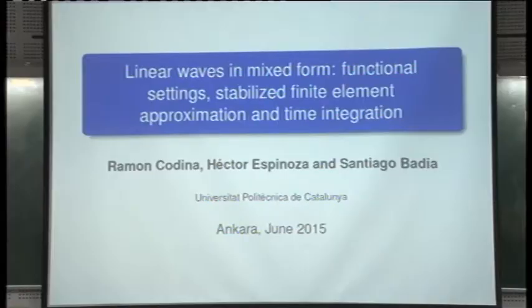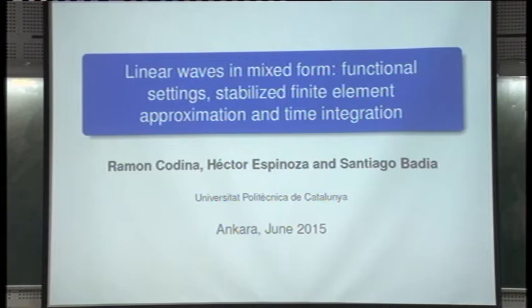Okay, so let's go to the last session and last topic. We will see how to apply stabilized finite element methods of variational multiscale type to linear waves in mixed form. We will see what that means. So it's a linear problem, but the waves will be written in mixed form. There are several things about what I will say that are general and others that are our development.